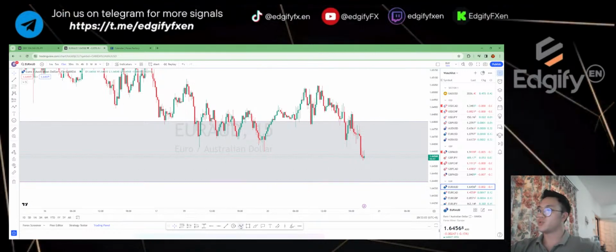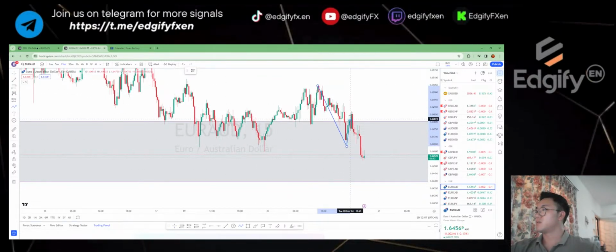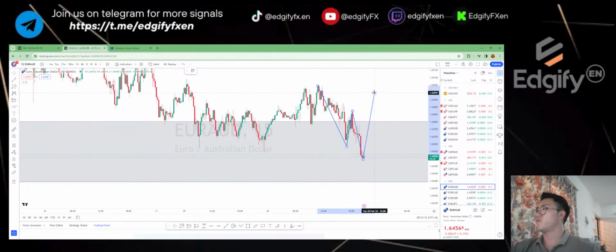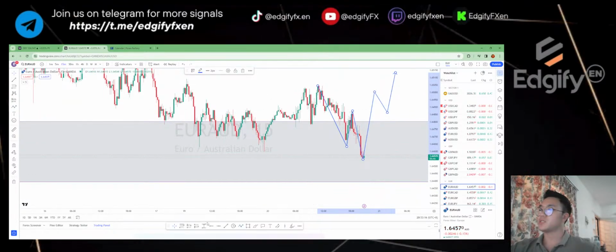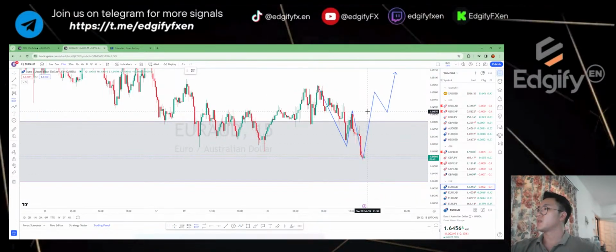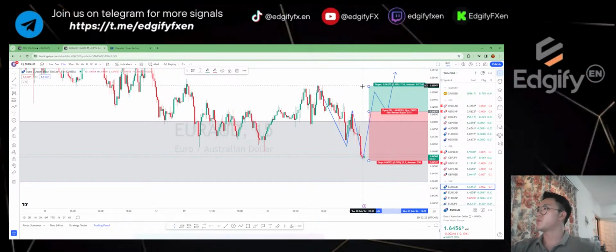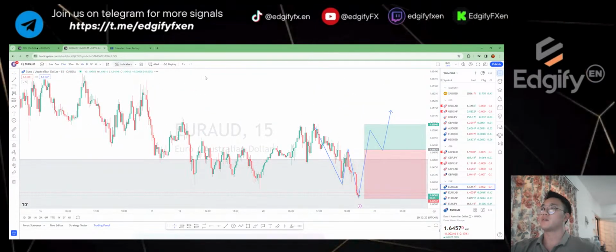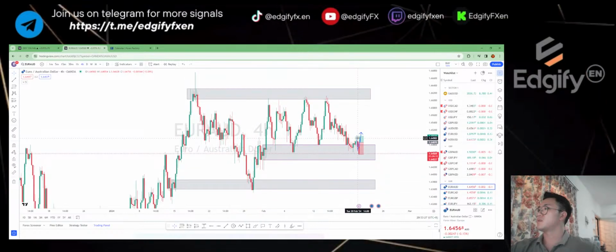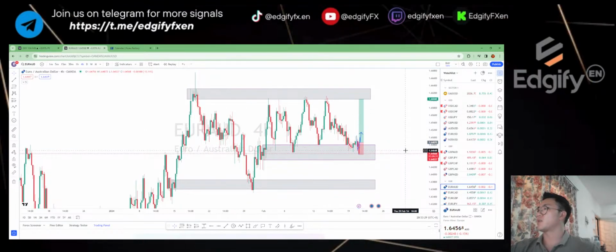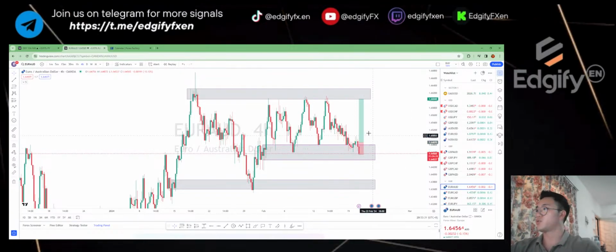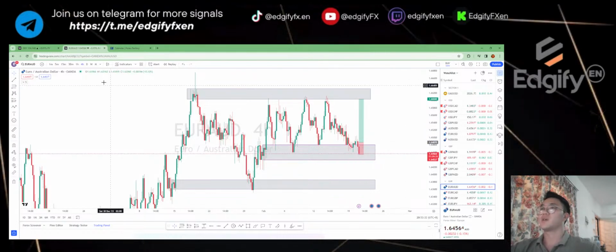Okay, if you're going to use this dump here like this, yes, it's also a structure, right? Then you're going to wait for this break above here, comes back, then you buy. Which means if you're going to wait for this, your buy is going to be here, stop loss below here, which is at 33 pips, and your TP is going to be at the high, right? So this is going to be what you're looking at. Okay, your risk to reward is 1 to 3.5, right?